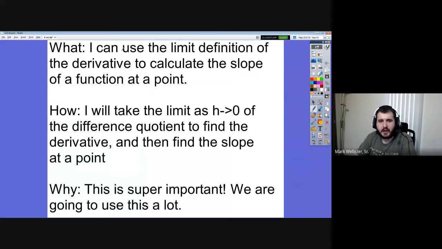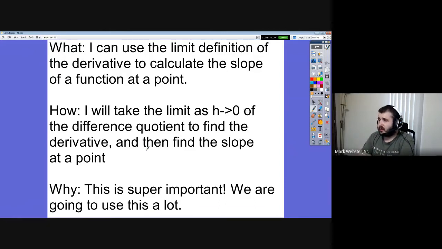So what are we doing today? We're going to use the limit definition of the derivative to calculate the slope of a function at a point. How are we going to do this? We were going to take the limit as h goes to 0 of the difference quotient to find the derivative and then find the slope at a point.